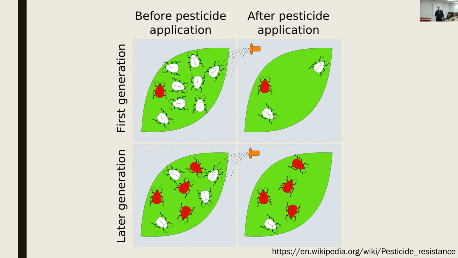So after a few cycles of this, several generations later, we see here in the later generation that a much larger proportion of that population is resistant to that insecticide. And after application, the vast majority of the insects that were present before the application remain present, and we see a loss of control by that insecticide.